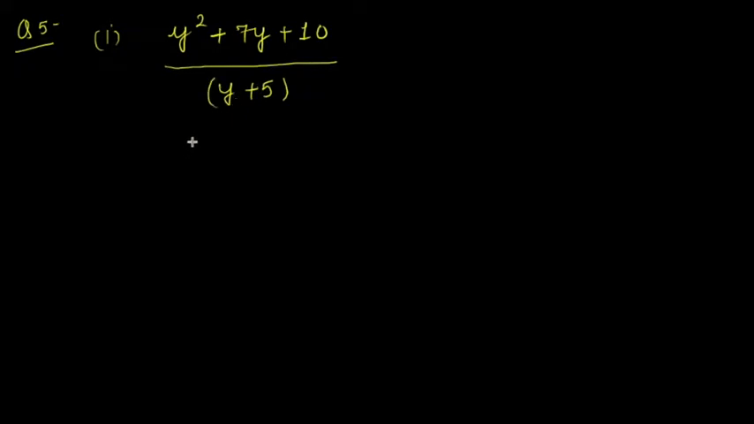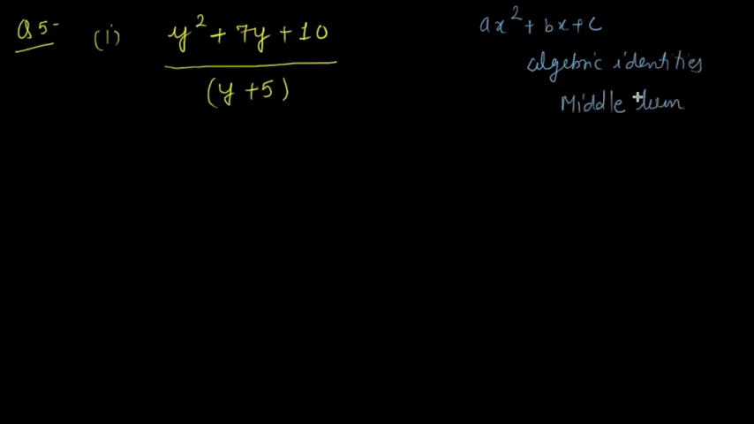Now you see in the numerator there is nothing common which you can take out to cancel with the denominator y plus 5. But if I see my question very carefully, in the numerator I have a quadratic equation which is ax square plus bx plus c form. It means either I can make use of algebraic identities to write the factors, or I can use middle term splitting method, right? But if we do not have a perfect square number here, then we do not follow algebraic identity, we use middle term splitting method. So let's continue with this middle term splitting.